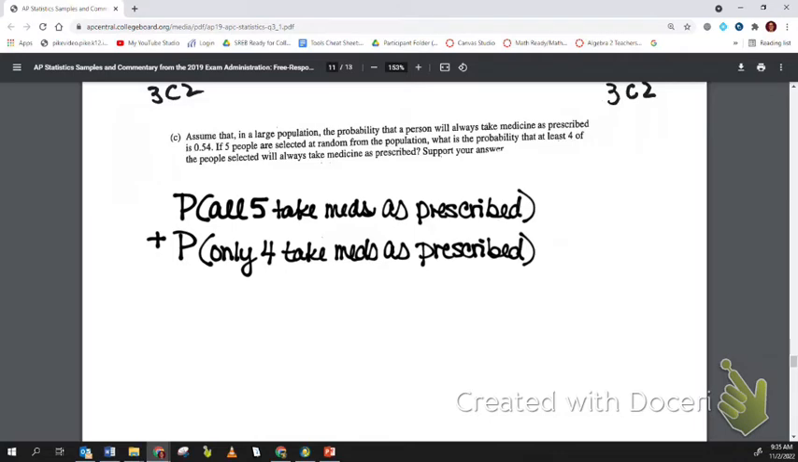This top one is much easier to calculate the probability of. The probability that all 5 people take their medication as prescribed. What's the chance that you take your medication the way you're supposed to? 0.54.